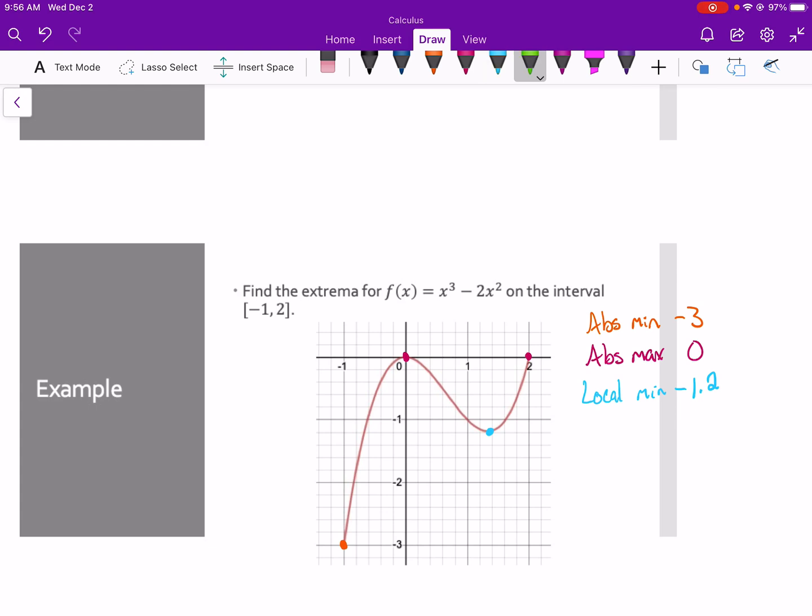And then if we look here, this is also technically a local maximum because in its area it's the highest. So I'm also going to say a local maximum of 0. If these are tied and you don't write the local, that's also okay.